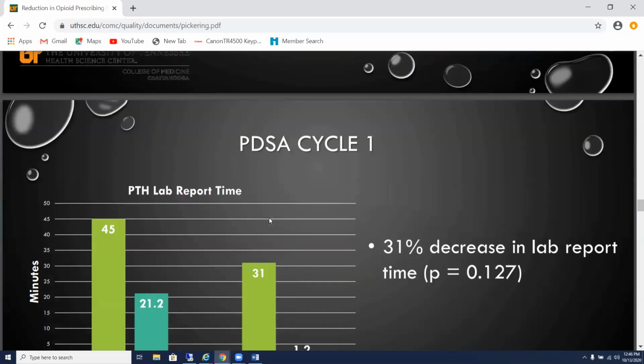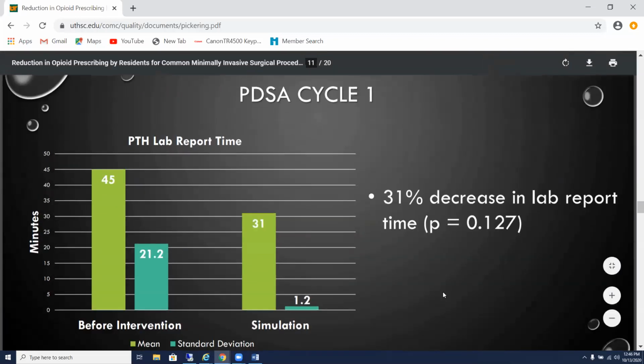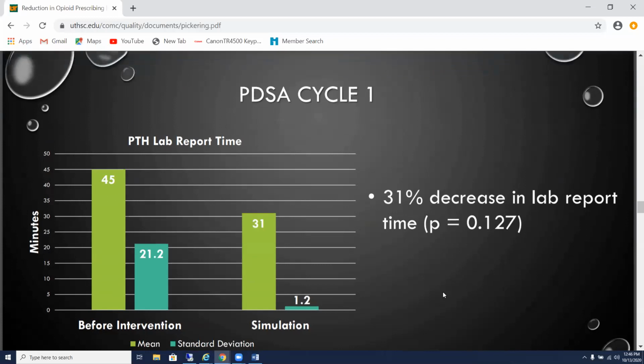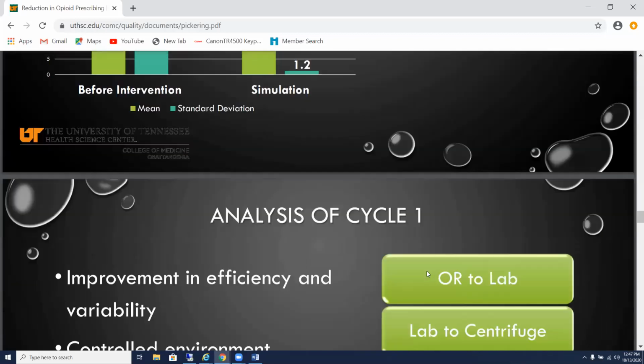Next slide. So in our first cycle, we did, as I said, 3 simulations, and we were able to show a 31% decrease in lab report time. These were obviously not real patients. We were focused on just seeing how we could do different things to make this a more efficient process. And we were able to see that we obviously could make a pretty significant difference if we just made a few small changes. Next slide.